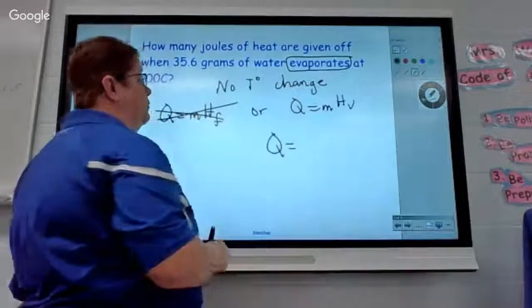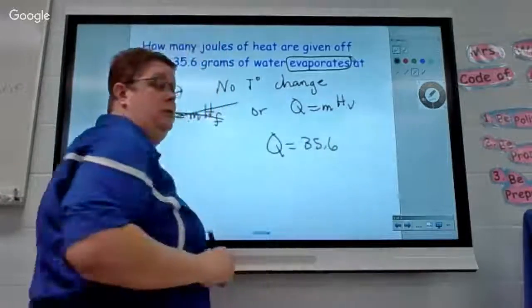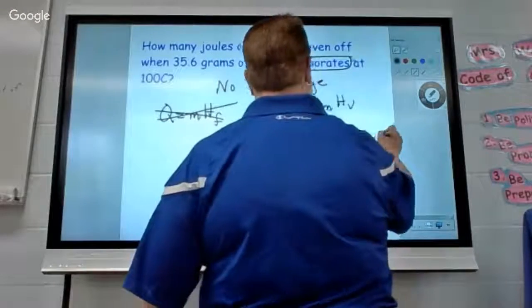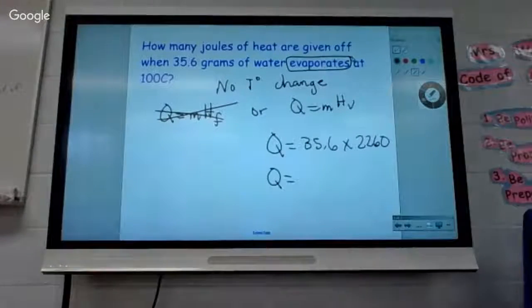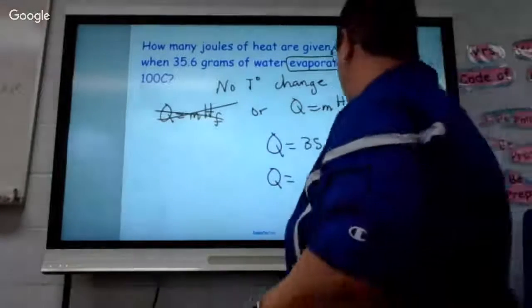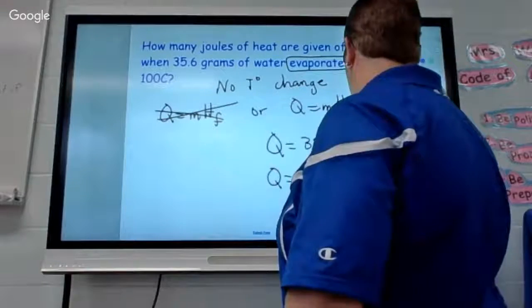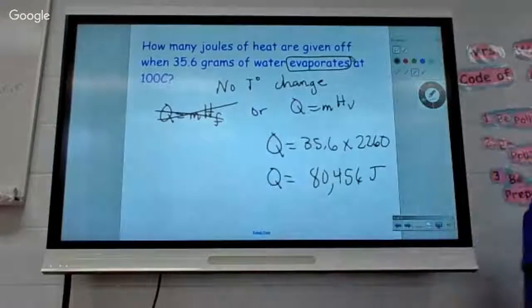Q equals, what's my mass? 35.6. And where do I get HV? 2,260. And so all I have to do is what? Multiply. So you look here, where it says heat of vaporization. 80,456. Voila. That's it. That's all there is to it.